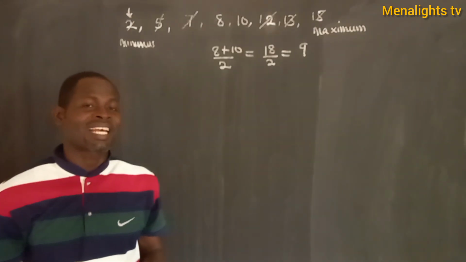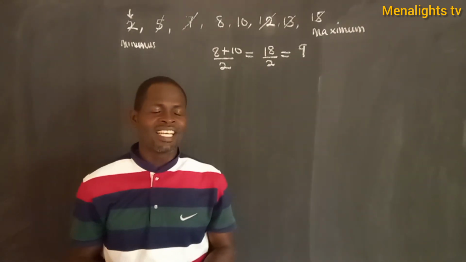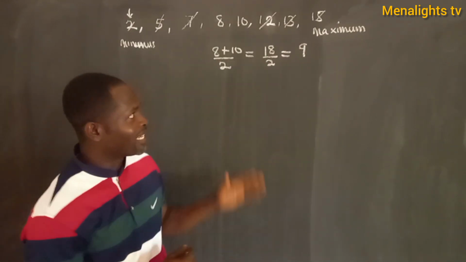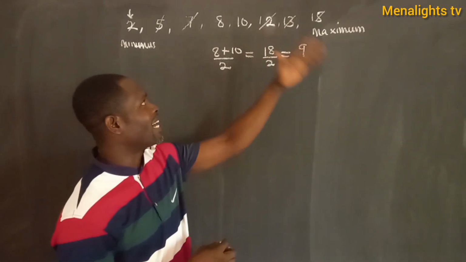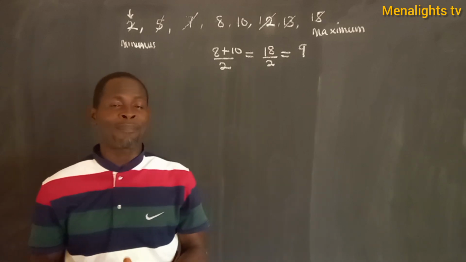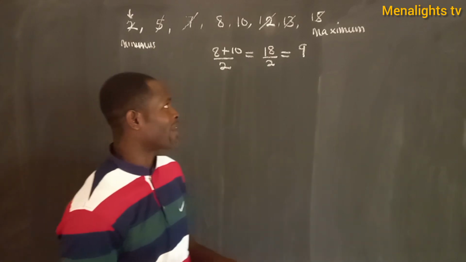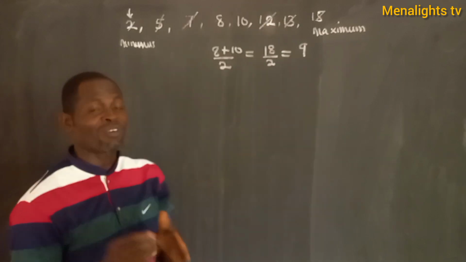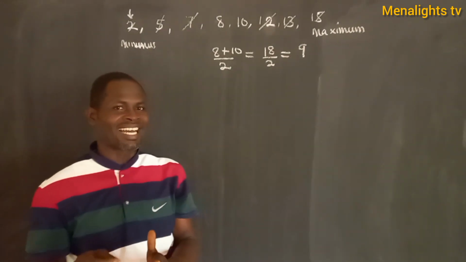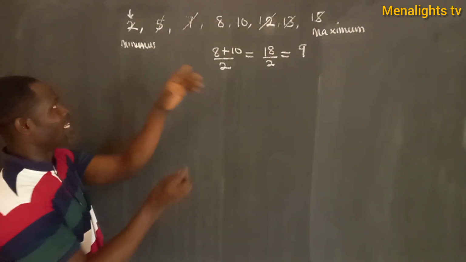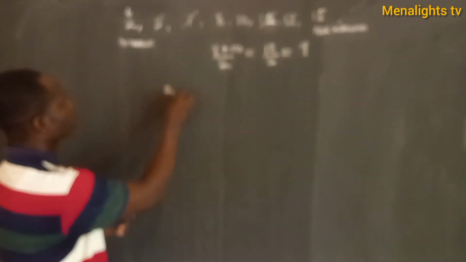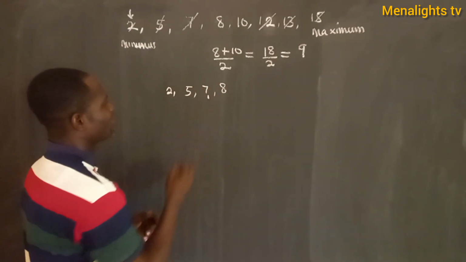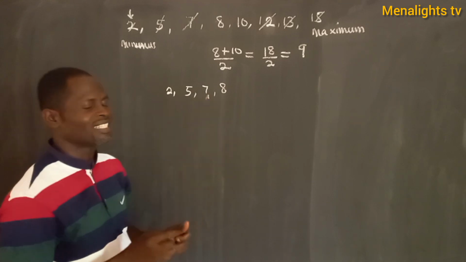All the numbers that are less than 9 fall within the lower quartile, and the numbers that are more than 9 fall within the upper quartile. Now that we know 9 is our median, let's see the numbers that are less than 9. We have 2, 5, 7, and 8. They are less than 9.